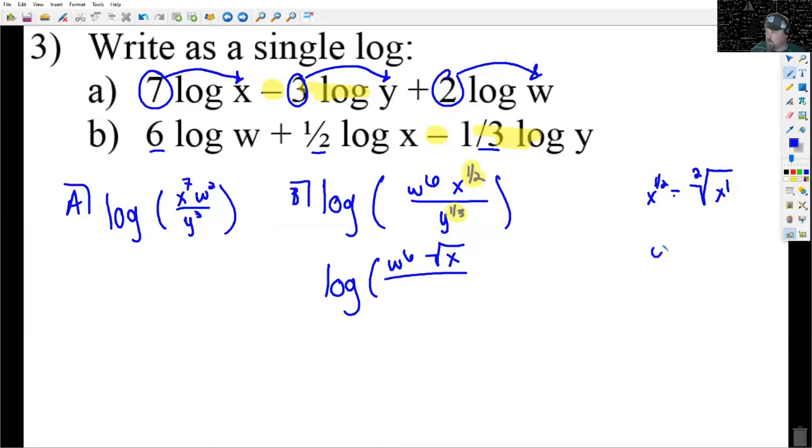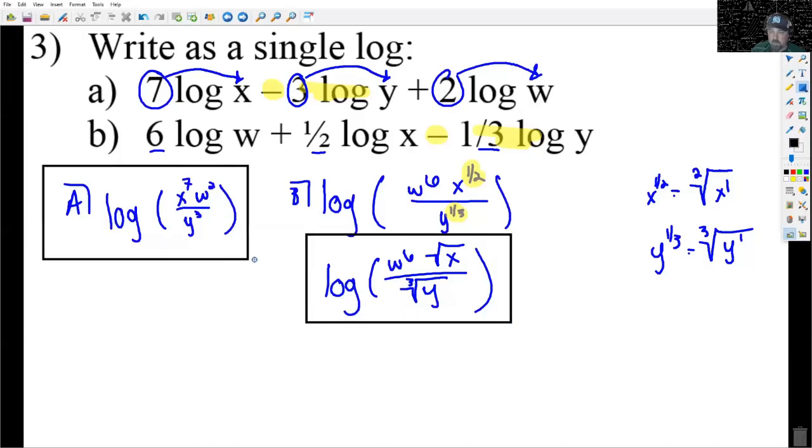The bottom follows the same pattern. Remember, on the bottom, that's a 3rd root of y to the 1st, which we would just write as the 3rd root of y. This right here is going to be how you see that answer. This one's going to be done. Nothing cancels, nothing simplifies.